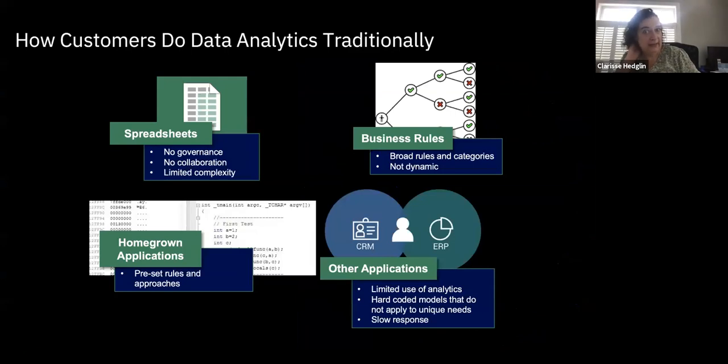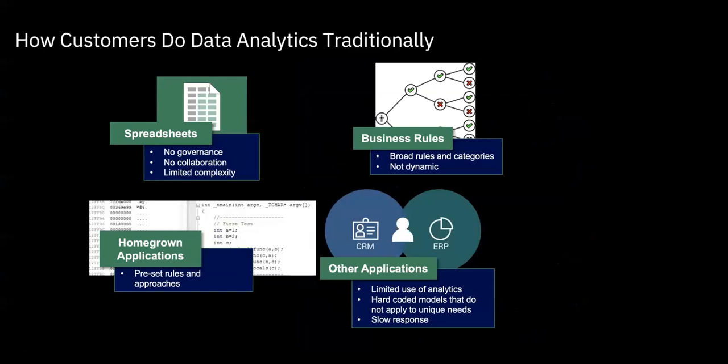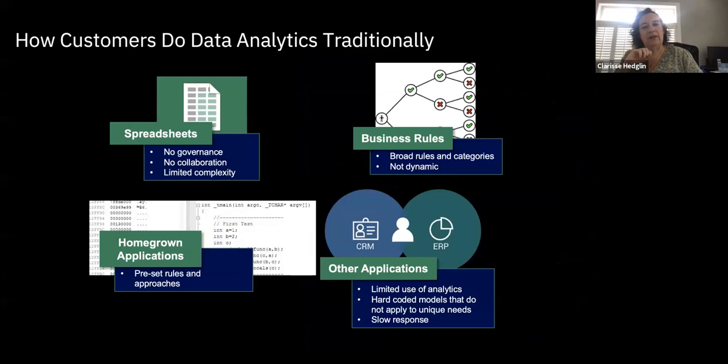So how do customers do data analytics today, or traditionally if they haven't started their AI journey? A lot of the data that they analyze to get insights comes out of spreadsheets. There's no governance, there's no collaboration, and it's fairly simple. There are also business rules that are applied. So these are high-level rules of data analysis based on the data. If the data is doing a certain thing, then you take a certain action. Not very dynamic. There are also a lot of homegrown applications that are based on some of these business rules that are preset rules and approaches.